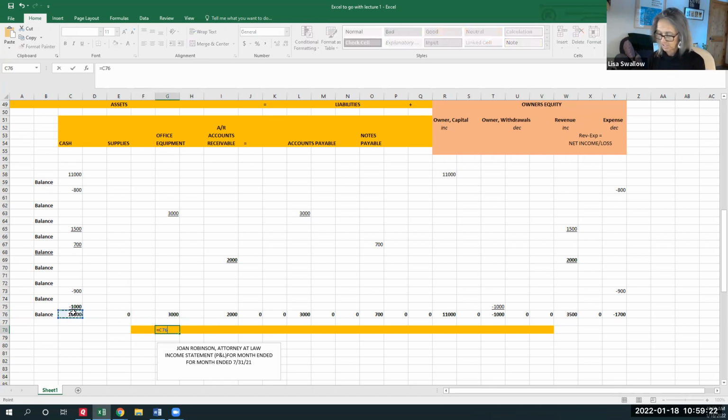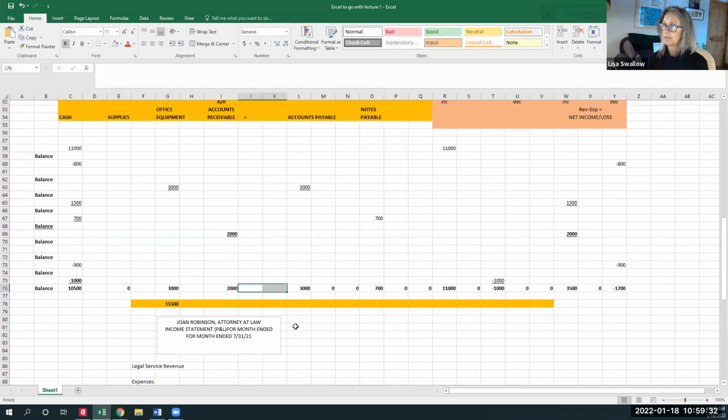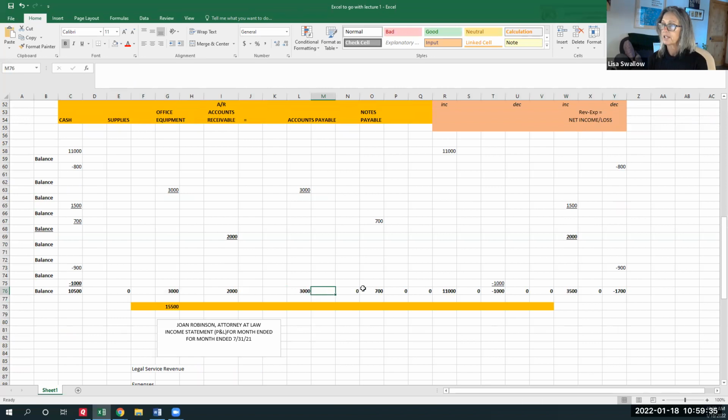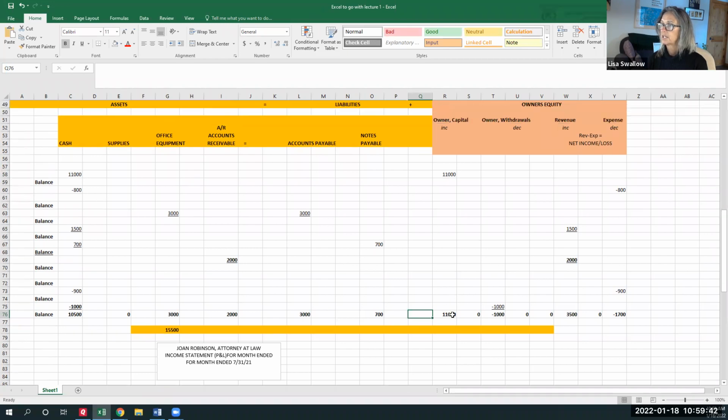So I'm going to just total this up, make sure it's all balancing. My total assets equal 15,500. Then over on the liability side, I've got accounts payable of 3,000, notes payable of 700. My capital account is 11,000. My drawing was 1,000, and it looks like revenues were 3,500 and expenses were 1,700. So my net income was 3,500 minus 1,700 equals 1,800.